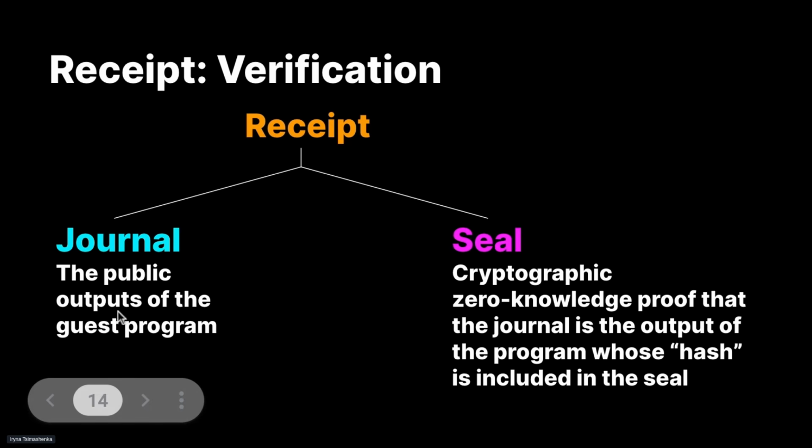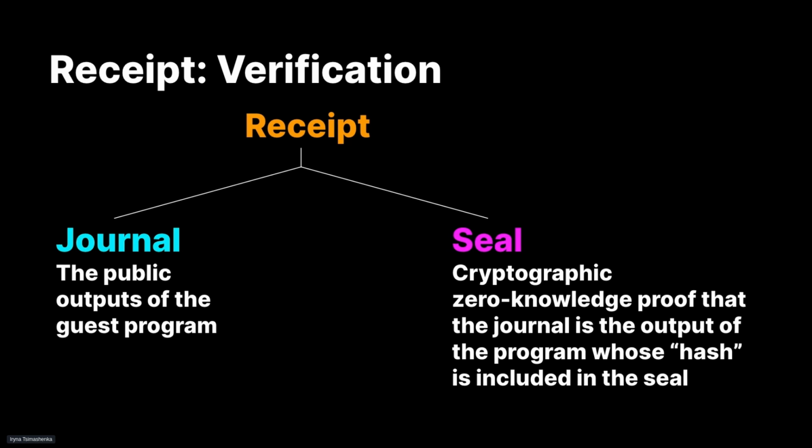So the receipt has two parts: the journal, which is the public output. Be very careful what you commit to the journal, because it will be available to everyone who has the receipt. And then the seal, this zero knowledge proof. Basically it's a collection of hashes. So this is our terminology.